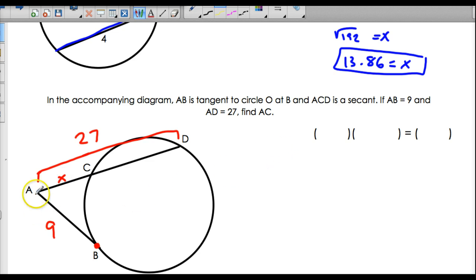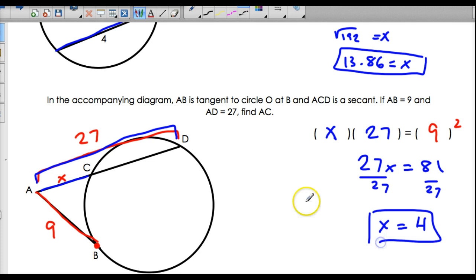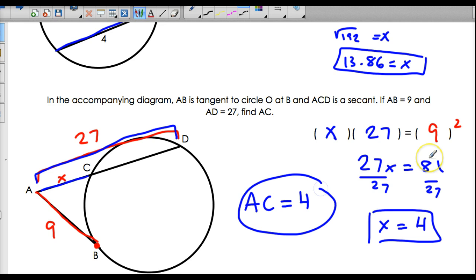And let's give this a shot. Our tangent is 9, so 9 squared is going to be equal to our exterior part, which is x, times the whole secant, which was already given to us, which is just 27. So we get 27x is equal to 81. Divide both sides by 27, and we get x is equal to 3. So to answer this properly, AC is equal to 3.